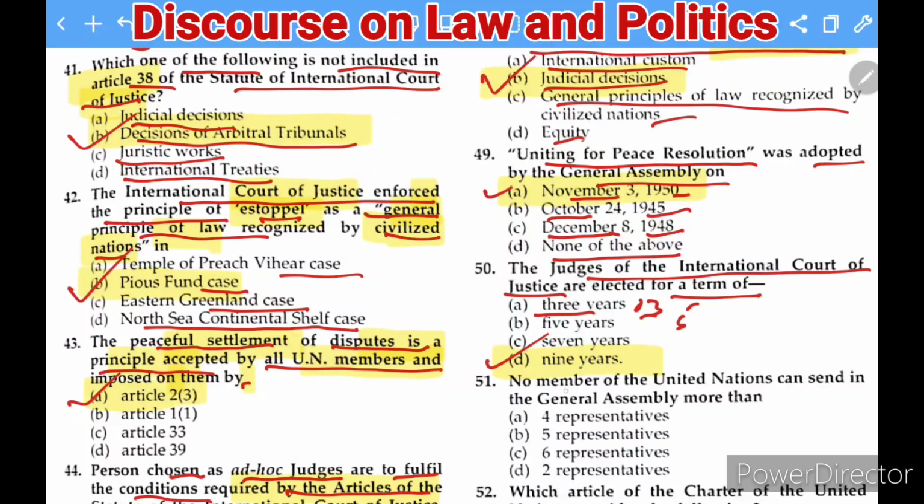Next question. No member of the United Nations can send to the General Assembly more than how many representatives? They can't send more than that. Let's see the options given here: 4 representatives, 5 representatives, 6 representatives, and 2 representatives. Which is the right answer? Immediately give your answer here. They can't send more than 5 representatives. So this is the right answer here.